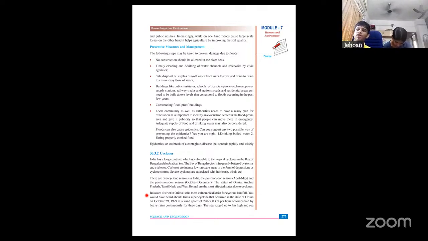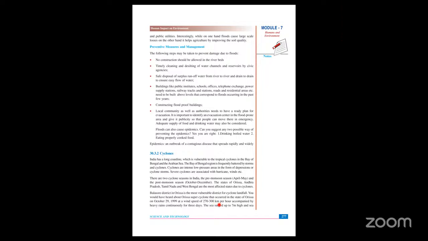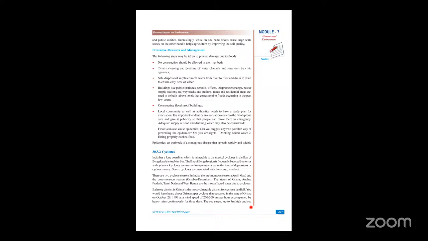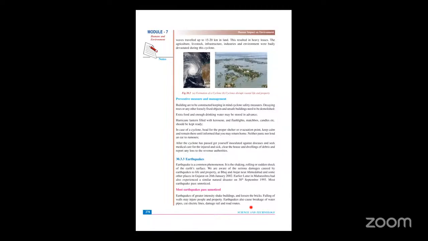You would have heard about the Odisha super cyclone that occurred in the state of Odisha on October 29, 1999, at a wind speed of 270 to 300 kilometers per hour, accompanied by heavy rain. So this is equal to an F1 racing car. Like this speed, the wind was coming and it hit Balasore district in Odisha, and because of this, there was continuous rain for 3 days, and it was a great destruction. And I was not even born at that time. Sorry for that. Okay.